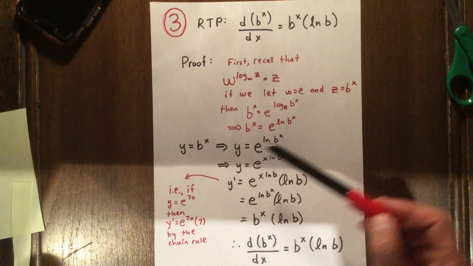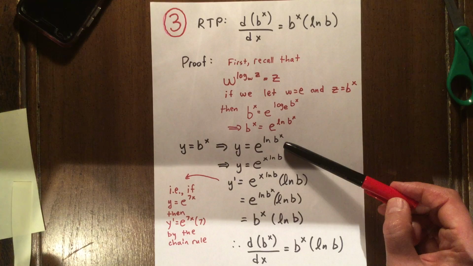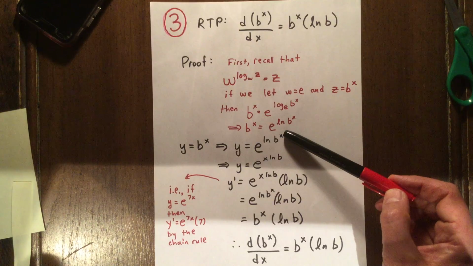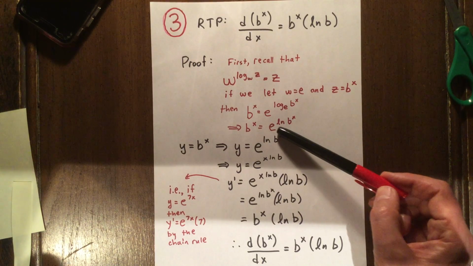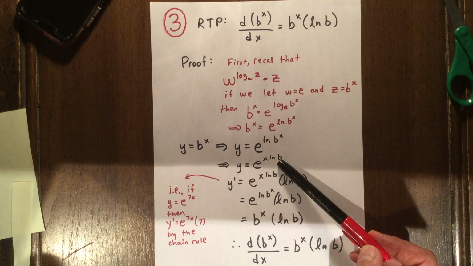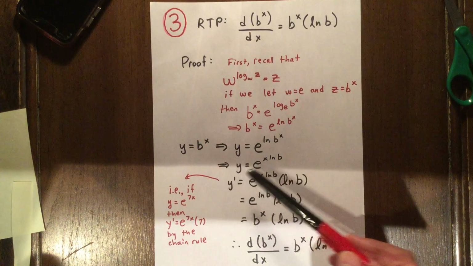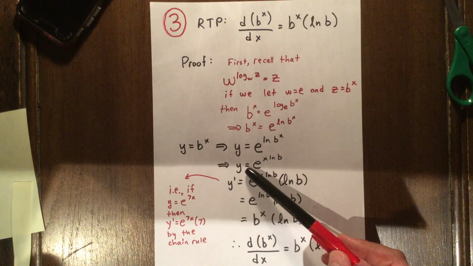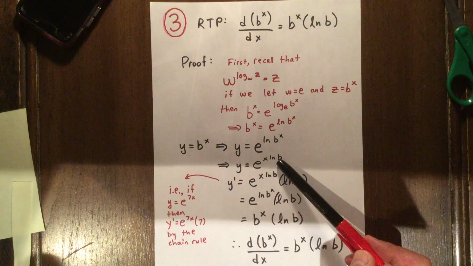Well, to say y is b to the x is like saying y is e to the ln of b to the x. Now, what we can do here next is we can take this x right there and just bring it in front of that ln. We call it e to the x ln b. Now, what we're going to do is take the derivative of both sides. Well, this is just y equals e to the x ln b.